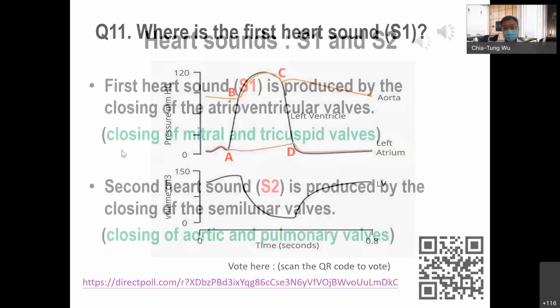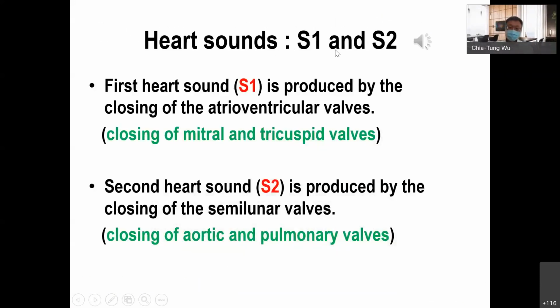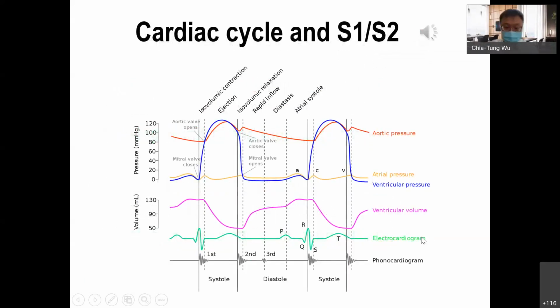Let me show you the cause. Why do we have two heart sounds? In normal adults we have the first and second heart sounds, S1 and S2, dong dong. S1 is produced by the closing of the AV valves, including the mitral and the tricuspid valve, and S2 is produced by the closing of the aortic and pulmonary valve. So here is the relationship between our heart sound and the pressure.